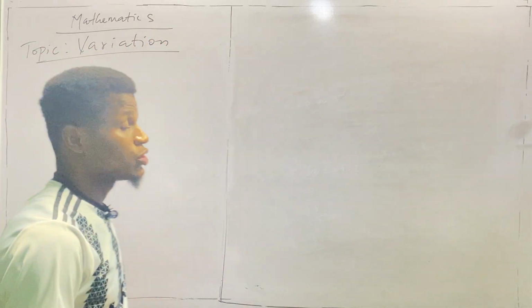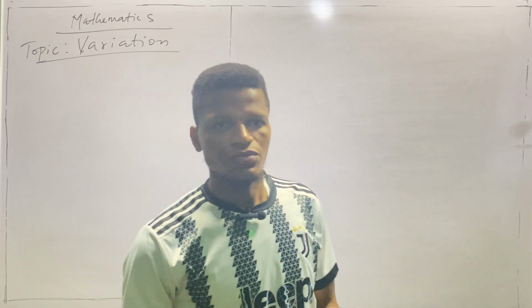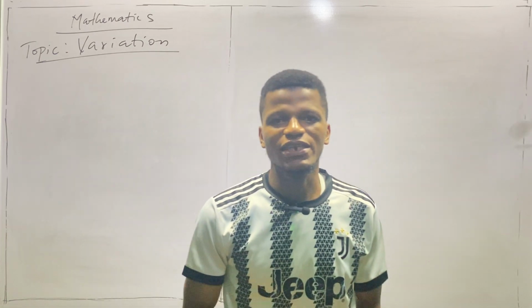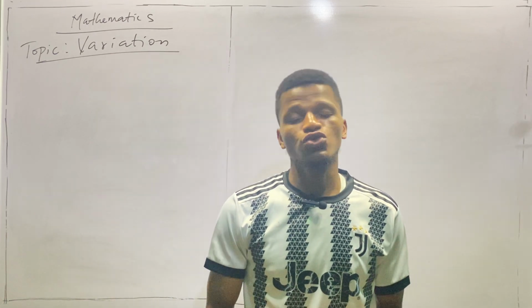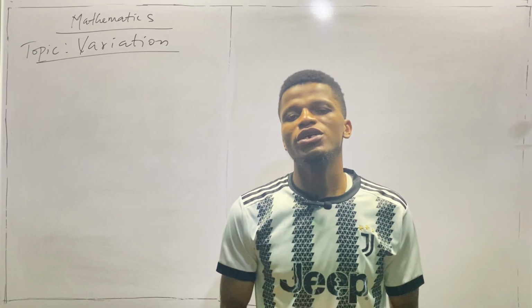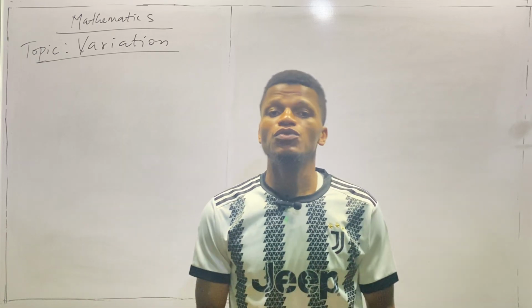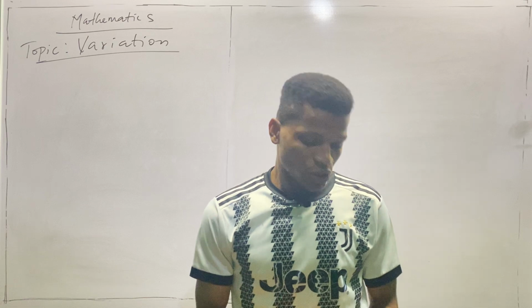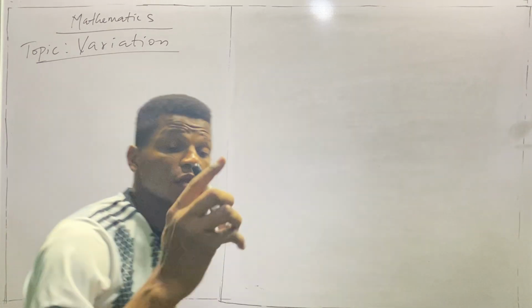Okay, so what is variation? Of course, variation in mathematics is a term used to refer to two or more quantities in such a way that a change of one quantity affects the change of another. Let me give you an instance.